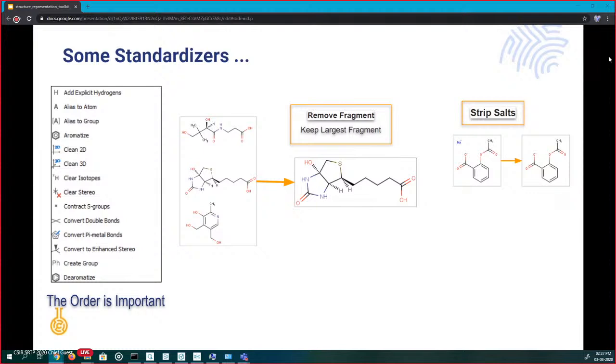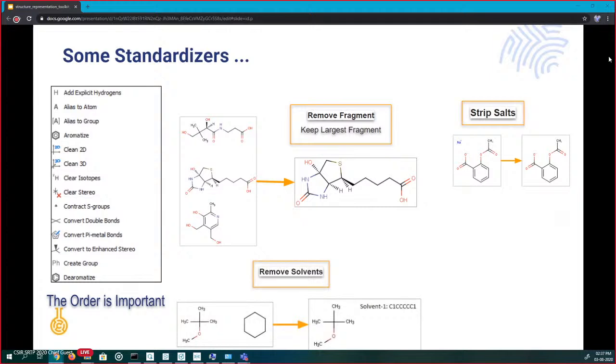Sometimes the structures are experimentally available when their structures are performed, so sometimes they could be with the salt also. You can use this action to remove the salt. The other example is that in case some of the structures are represented along with the solvent, you should remove the solvent before taking any further analysis.